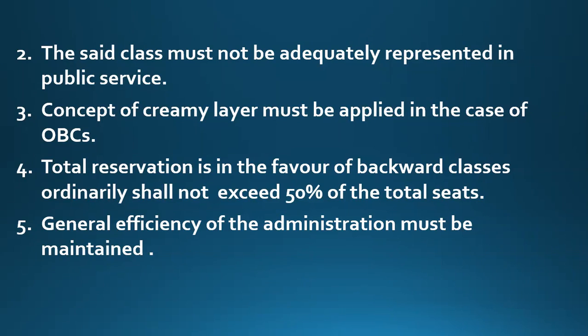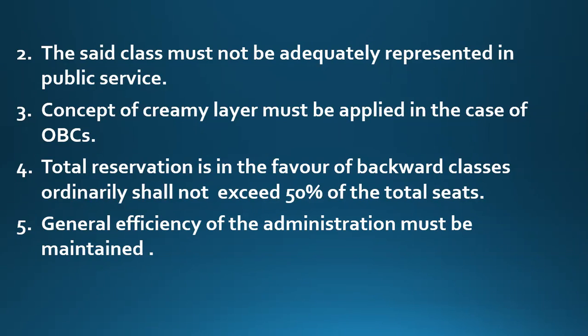Why? Because he doesn't know anything about MBBS and anything else. He doesn't know anything about medical science. So if you make a doctor of a person who is just scoring 30 marks out of 500, then how will he be able to cure his patients correctly? It means that the general efficiency of the administration will be disturbed. So now what the Supreme Court said is that general efficiency should not be disturbed.